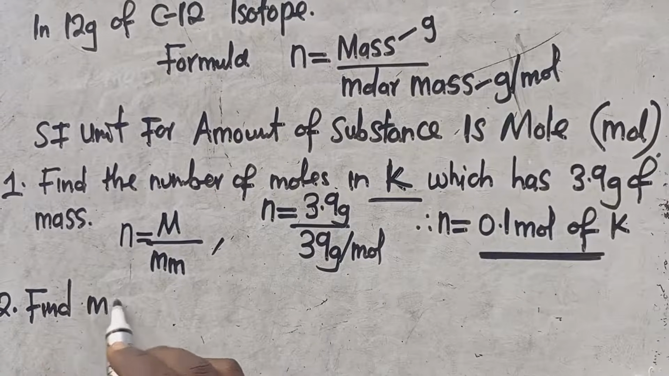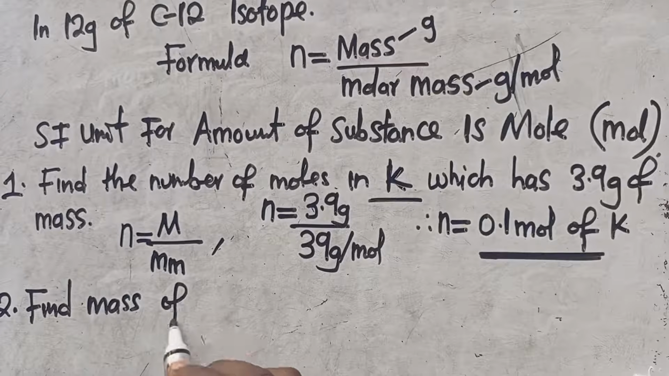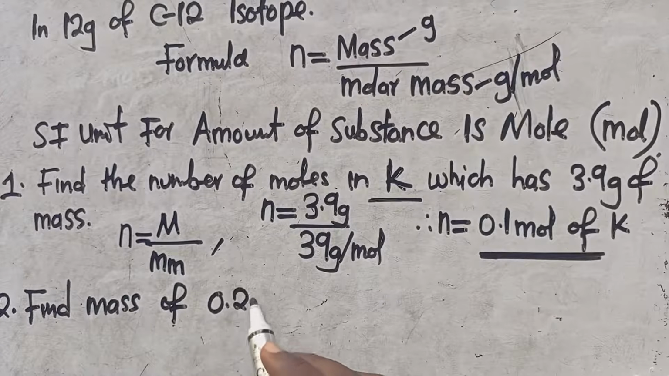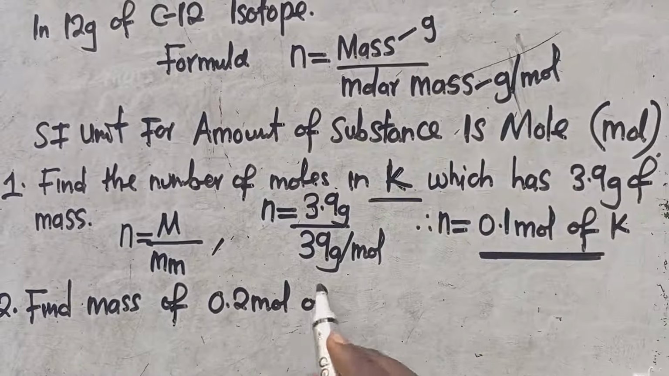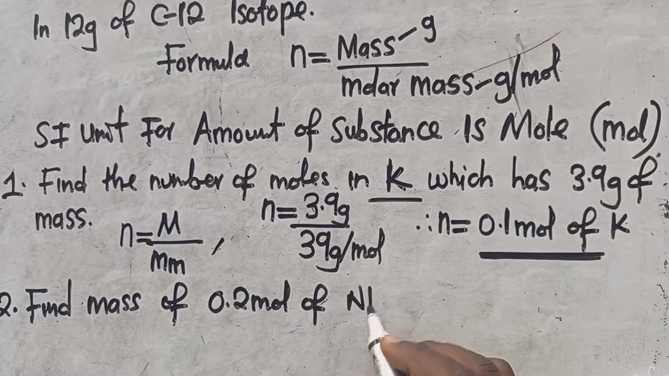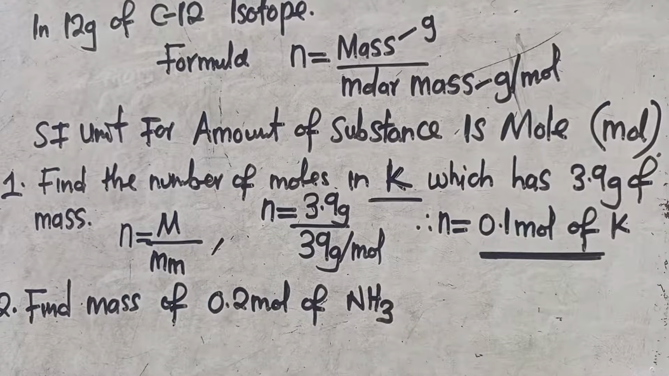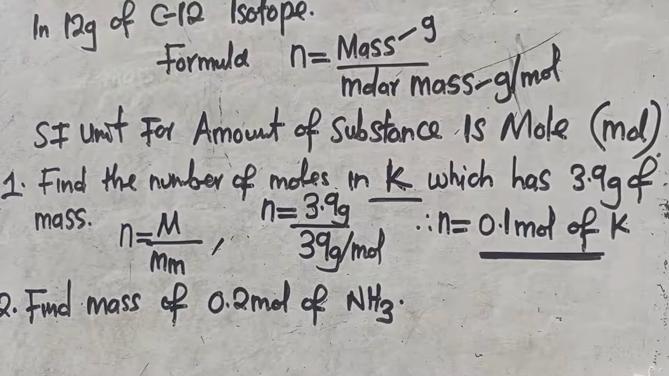Find what? Find mass. They're telling you to find the mass of 0.2 moles of ammonia. Ammonia, which is written like this. This is what you are taught. They want you to find the what? The mass. How can you find the mass?